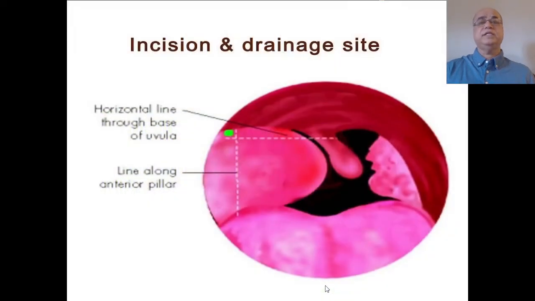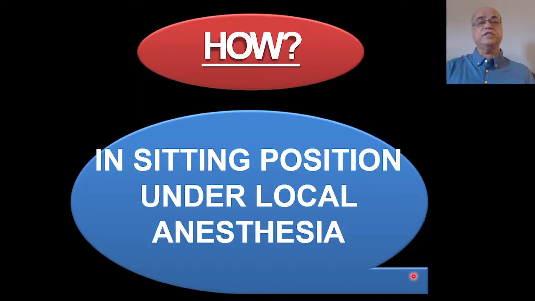So in the picture I just described, either you will go on the most bulging point or on the imaginary lines. I just mentioned, this is the uvula, so the base of the uvula, this is a horizontal line from the base of the uvula, and this is the vertical line along the anterior faucial pillar or anterior tonsillar pillar, where these two lines are uniting. Here we can give an incision. So these are the two sites where we can think about incising this quinsy.